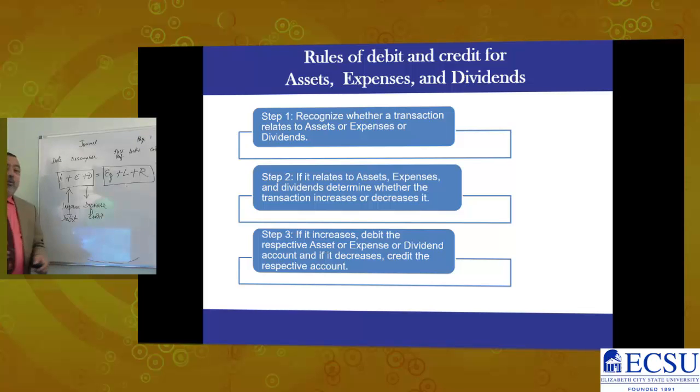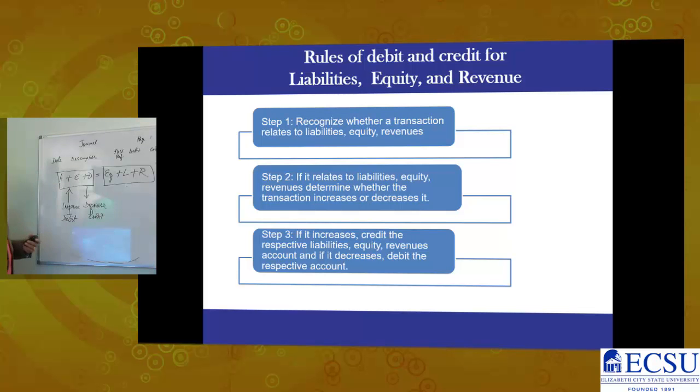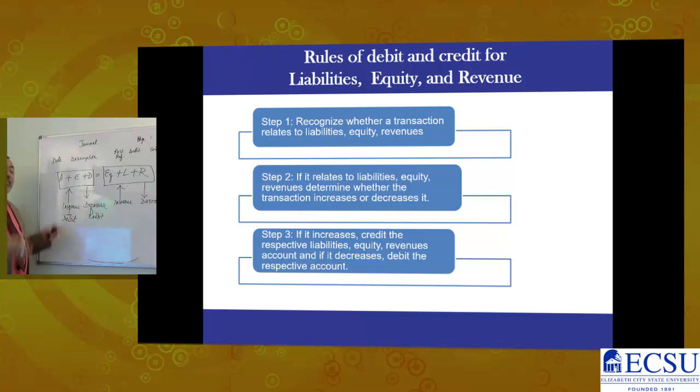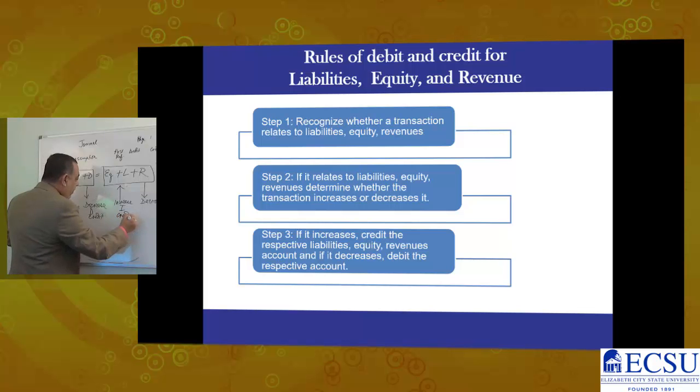As I said to you, when we go to the other side, that is the liabilities, equity and the revenue, the rules are going to be exactly the opposite of this. So again, we are going to find out whether there is an increase or decrease in these items. Whether the equity is increasing, liability is increasing, or revenue is increasing or not, or is it decreasing. Now when it comes to the rule, it is going to be the opposite. Increase on the left hand side was a debit. Now increase on the right hand side will be a credit, because it has to be opposite. And then again the decrease will be a debit.